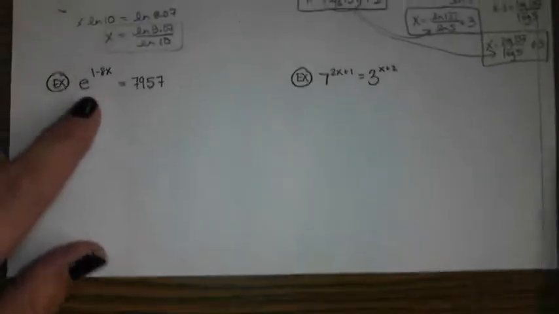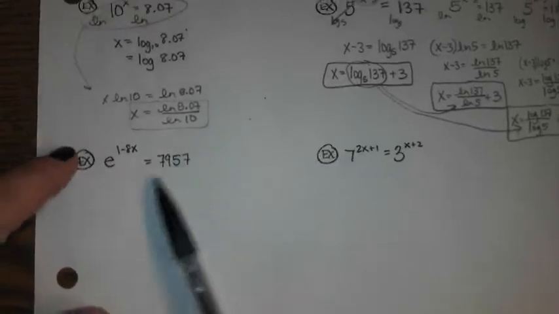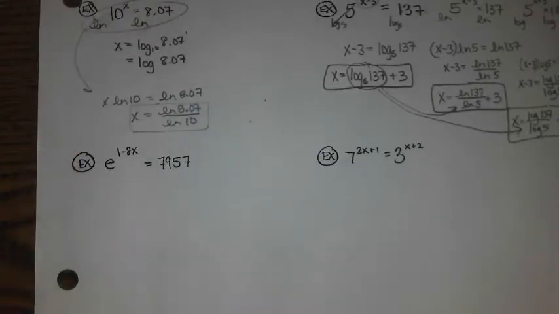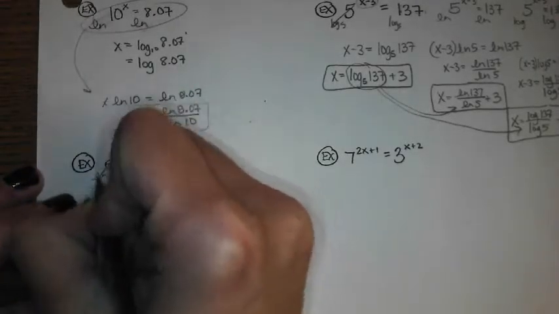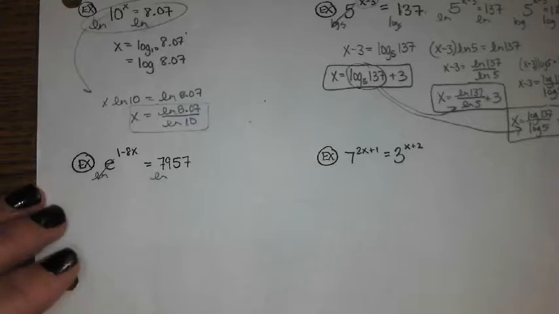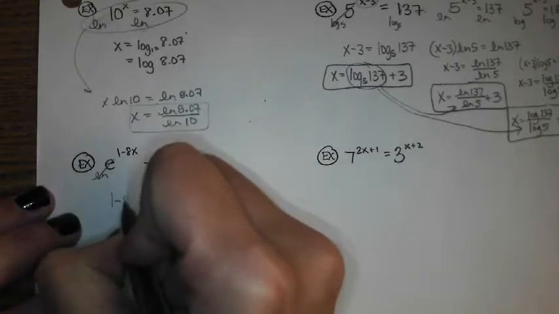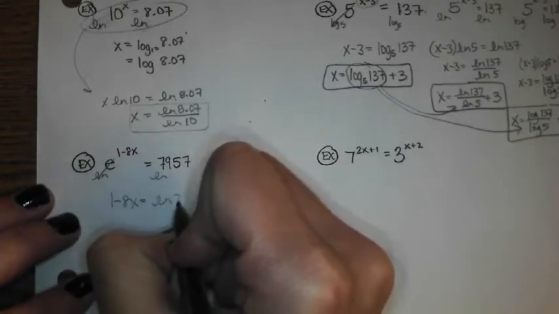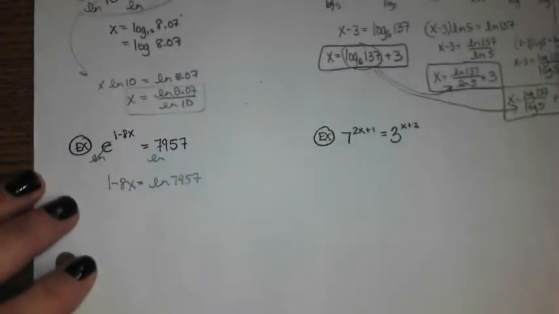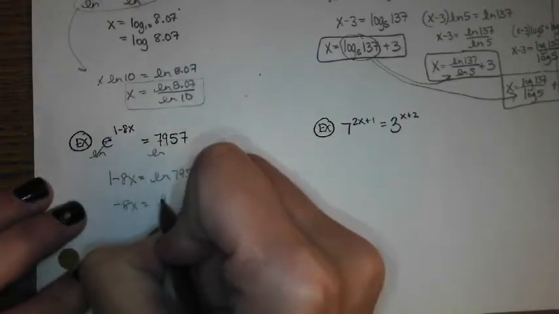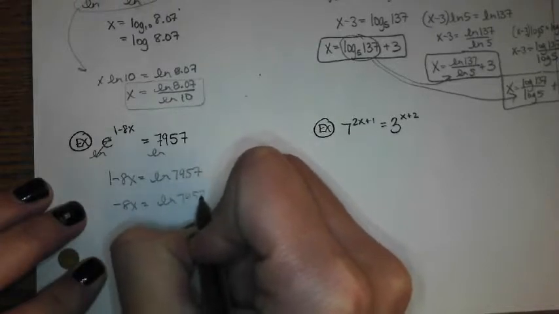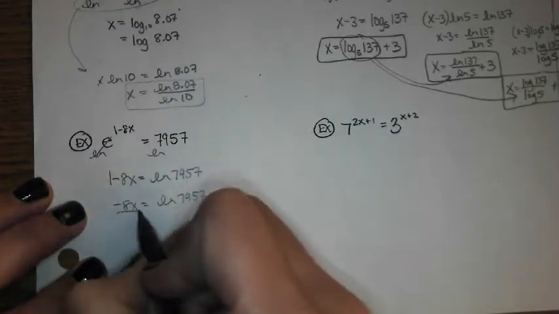On this one, the most efficient way is 100% to take the natural log of both sides, right? You know that when you're getting e all by itself. So taking the natural log of both sides is definitely the fastest way. So that cancels. You just have 1 minus 8x equals the natural log of 7957. And then solve for x. So subtract your 1 over, and divide by negative 8.